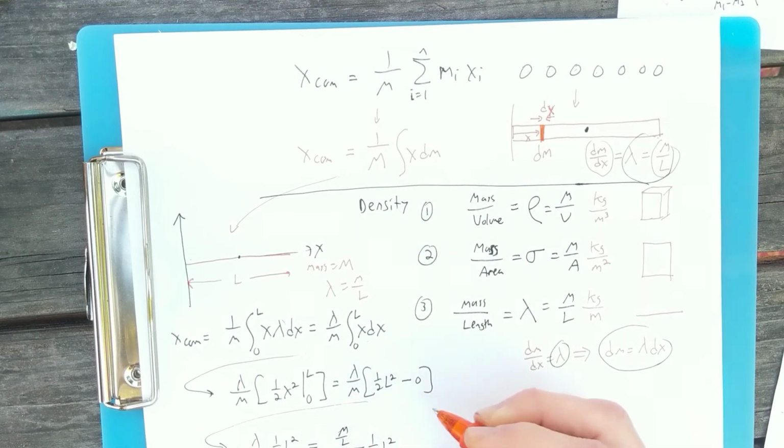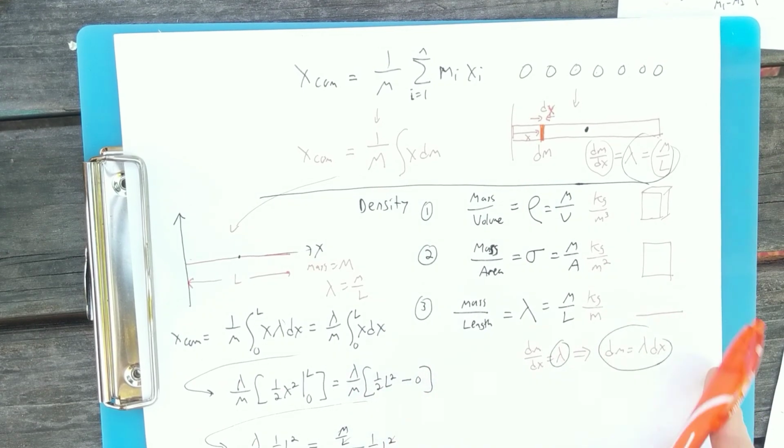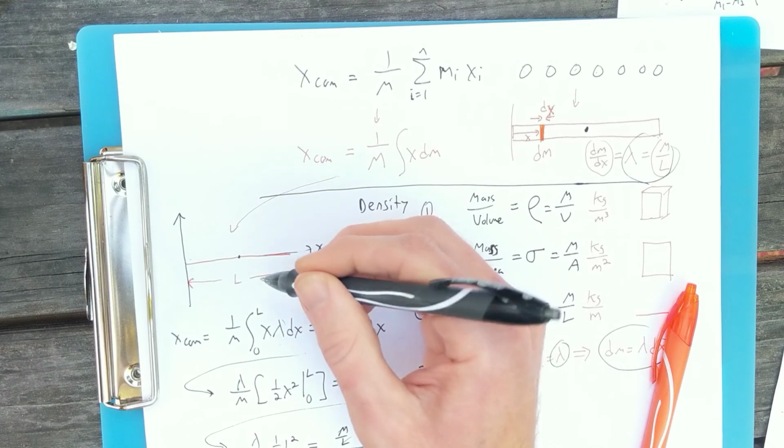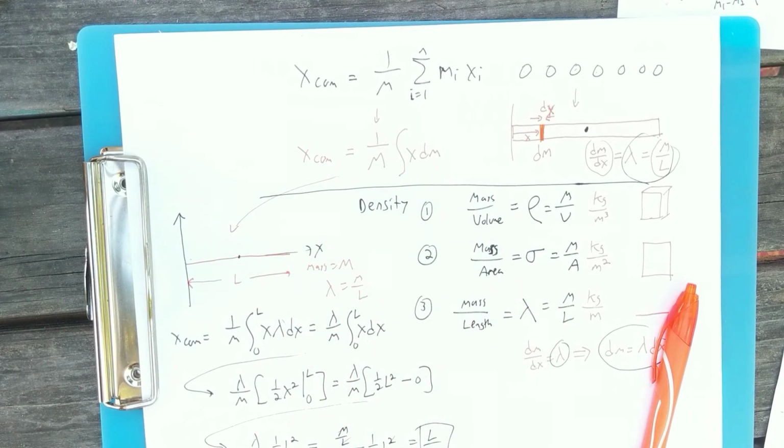The m is going to cancel. One of those L's is going to cancel. And guess what? This ends up as L over 2, which is what we were expecting, right? We were expecting it to be right in the very center.